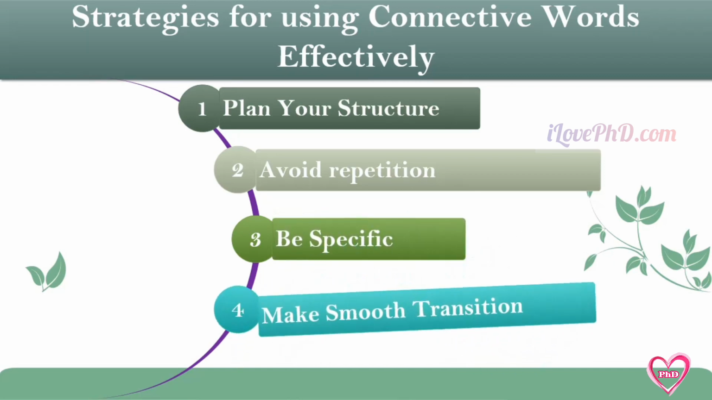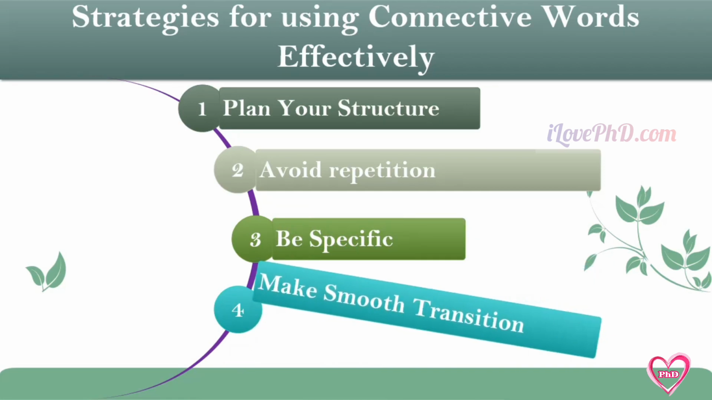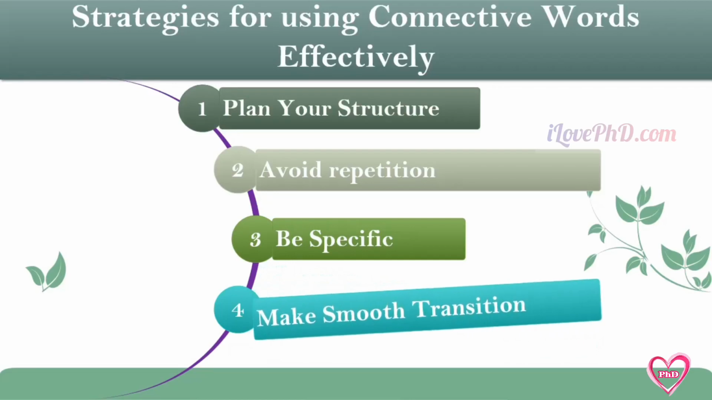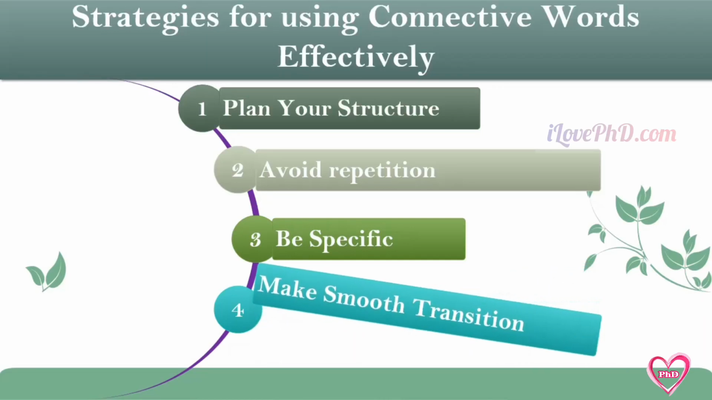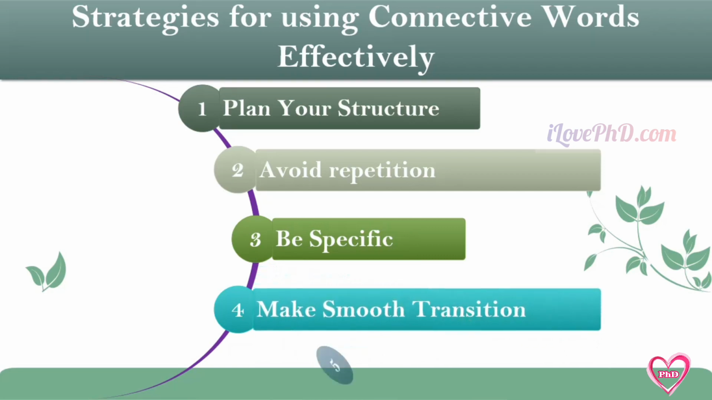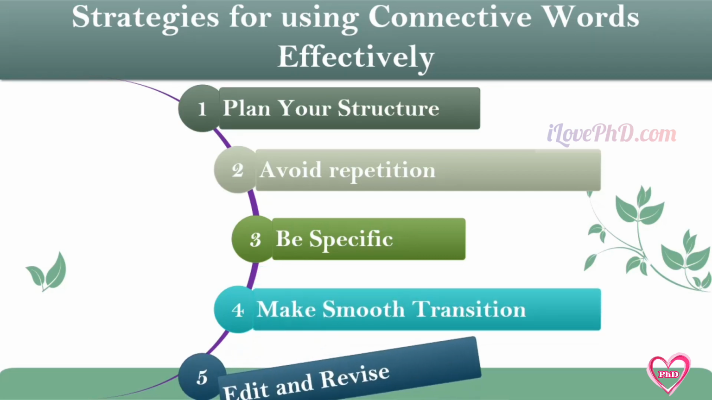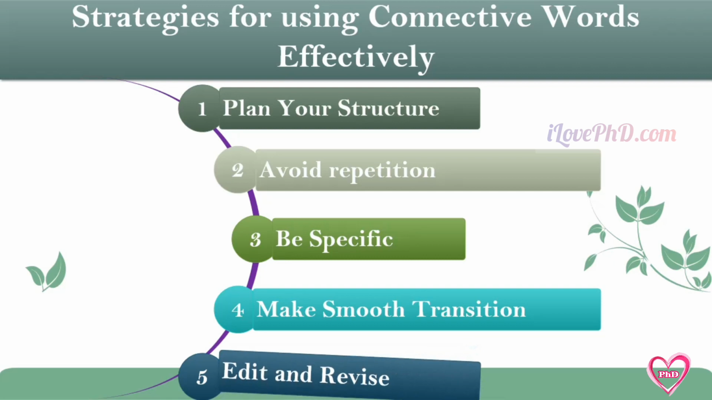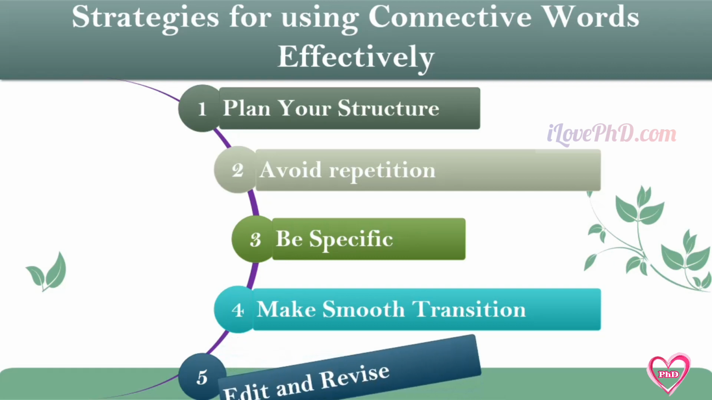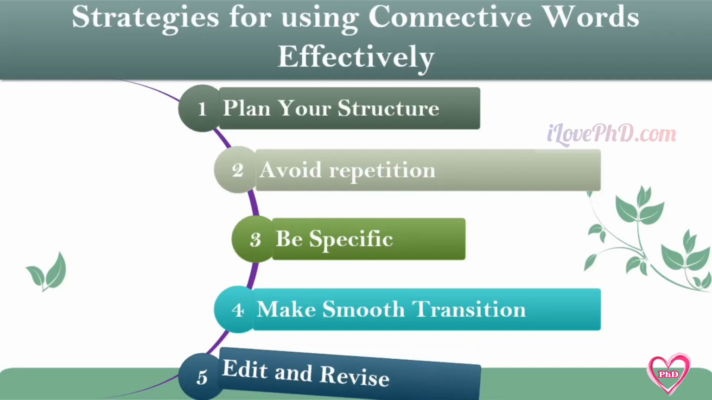Make smooth transitions. Ensure that connective words are seamlessly integrated into your sentences and paragraphs. Use them to create smooth transitions between ideas. Avoid abrupt shifts or disjointed transitions. Then finally, edit and revise. As you review your paper, pay more attention to the effectiveness of your connective words. You can strengthen connections between ideas, clarify relationships, and improve the overall coherence of your writing.